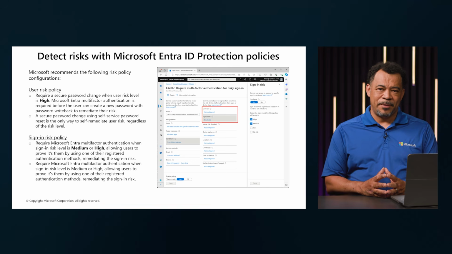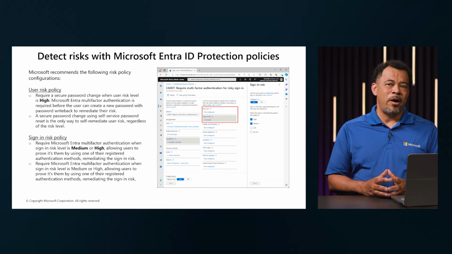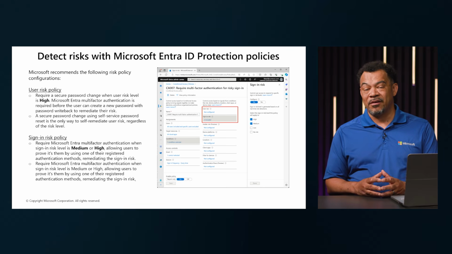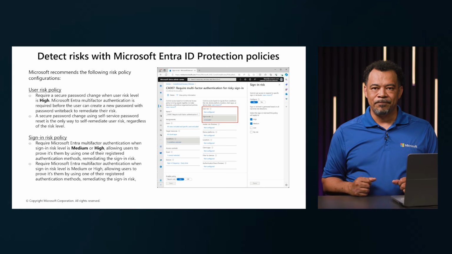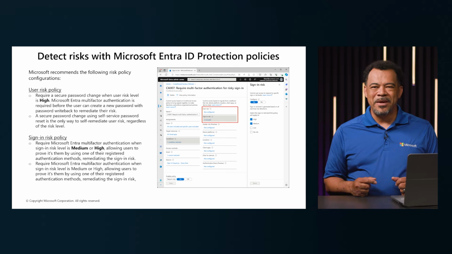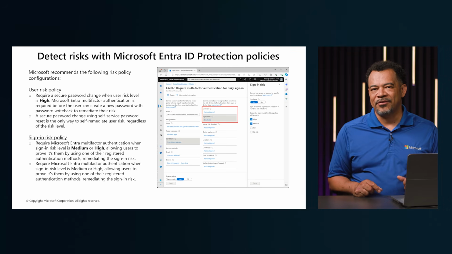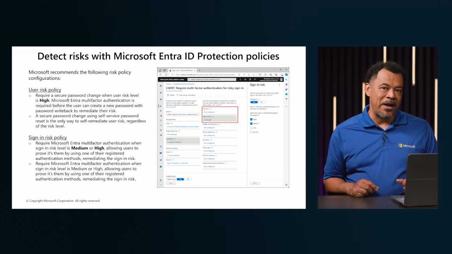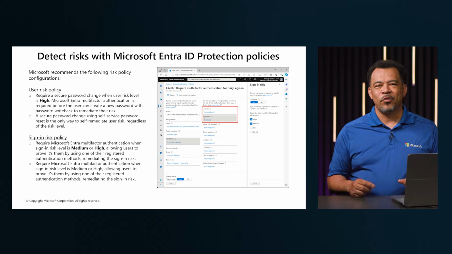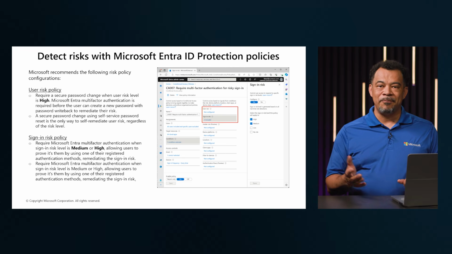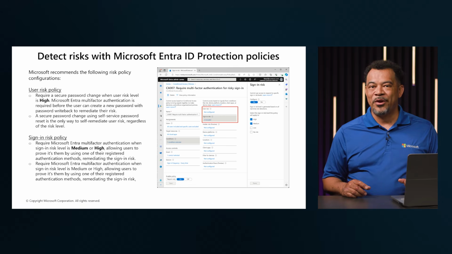For sign-in risk policies, we recommend that you require Microsoft Entra multi-factor authentication when sign-in risk levels are at a medium or a high level, allowing users to prove it's them by using one of their registered authentication methods to remediate the entire sign-in risk process. You can also require Microsoft Entra MFA, or multi-factor authentication, when sign-in risk level is medium or high, allowing users to prove it's them by using one of their registered authentication methods again.